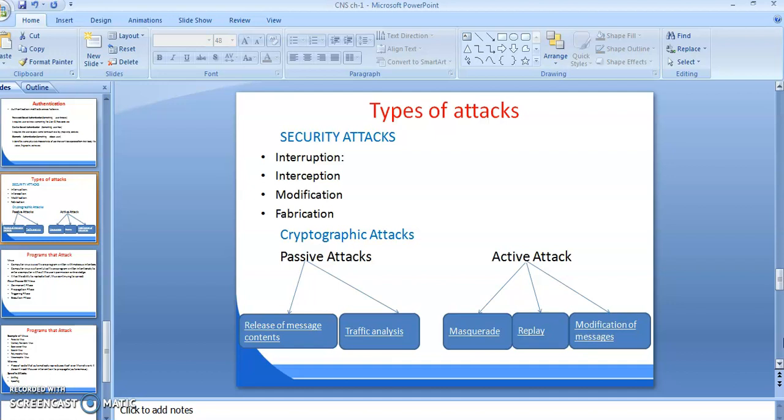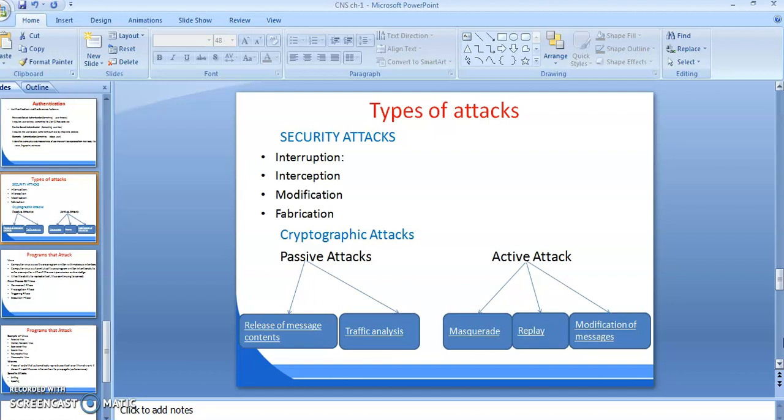Second name is the interception. It means that an unauthorized party has gained access to a resource. The party can be a person, a program, or a computer-based system. Examples of interception are copying of data or programs and listening to network traffic.